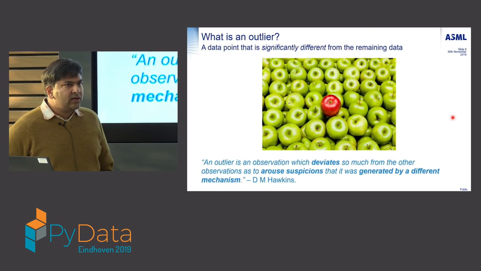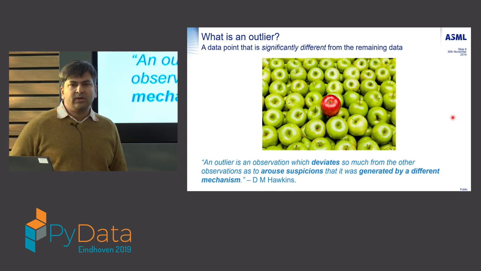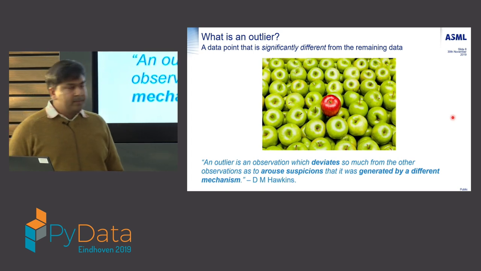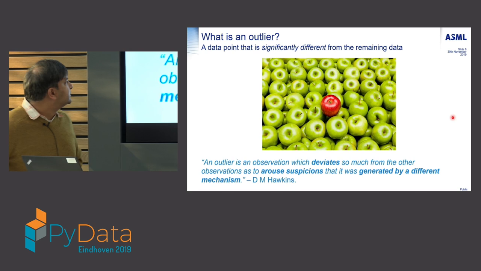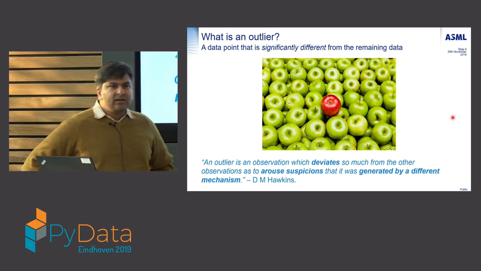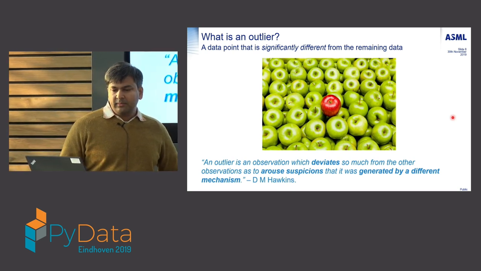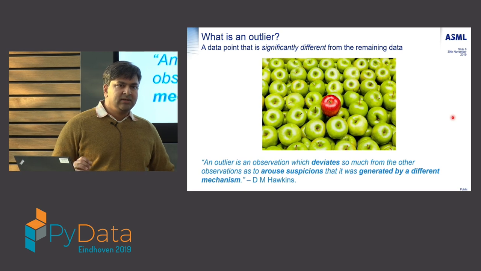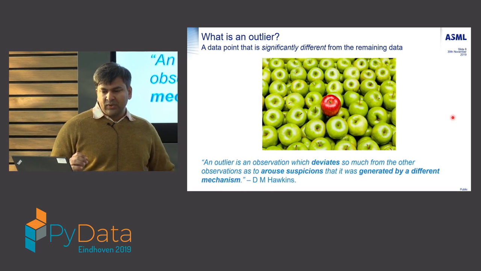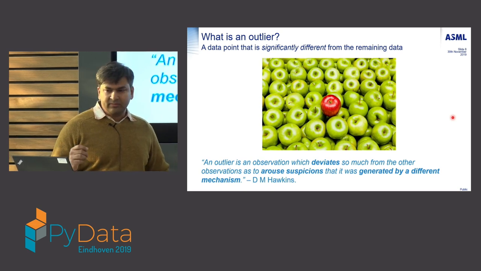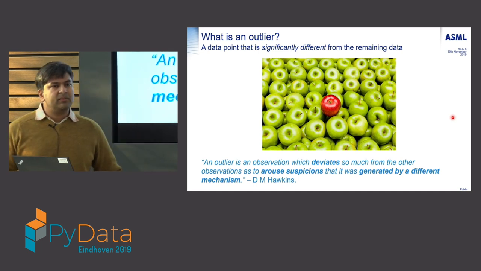But before I go there, let's start by asking the question of what an outlier is. One of the definitions I like is that it is an observation that deviates so much from the rest of the observations that it really starts arousing suspicions that it might have been generated from a very different mechanism.